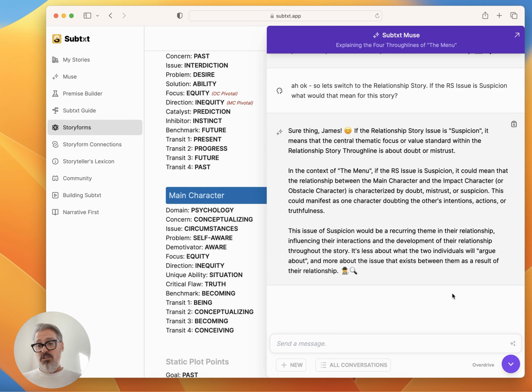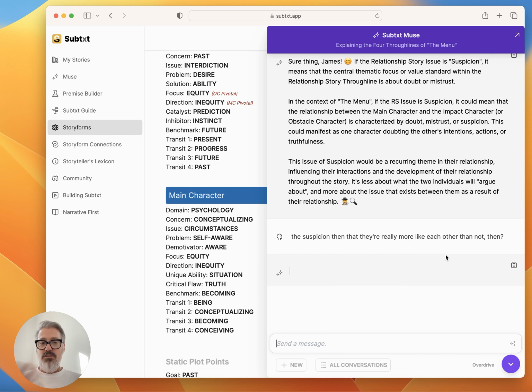So the suspicion that they're really more like each other than not. Then you just have a conversation with it. It's like having an expert in narrative structure and narrative theory that you can bounce ideas off of and learn as much as you possibly can about story structure.